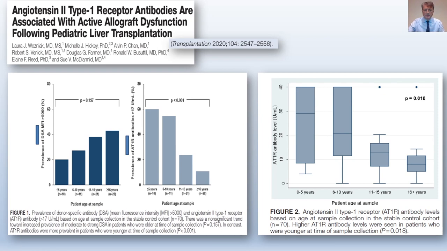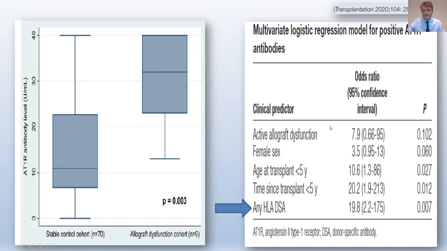How about liver pediatric patients and this type of antibodies, angiotensin II type 1 receptor? Interestingly, the highest concentration and incidence of this antibody was seen in patients who are young. So it is a little bit contrary to DSAs, where the older patients are shown to have a higher incidence and levels of antibodies. For this type of antibodies, young age is associated with higher incidence and concentration.